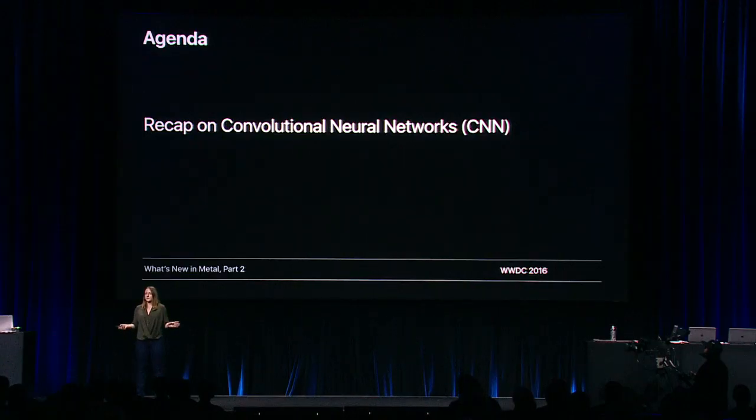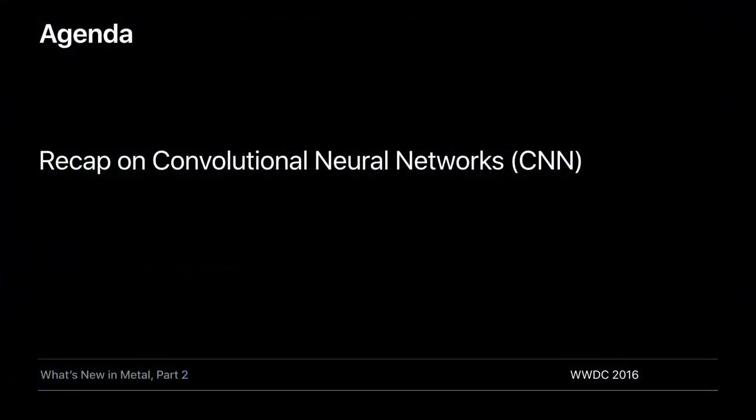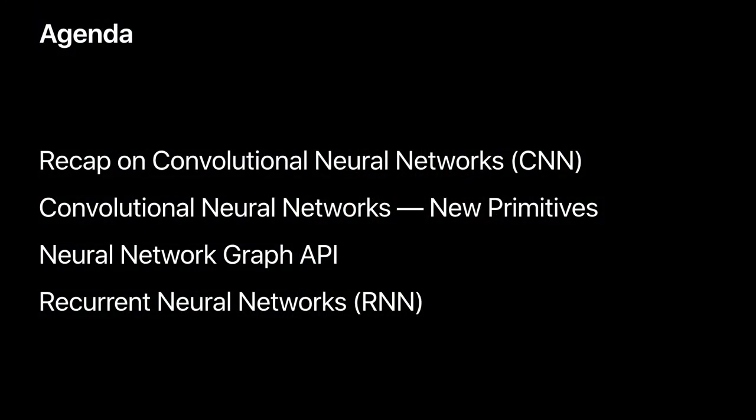So before we move on to any of the new features for machine learning that we brought you this year, we want to review some of the core information that was covered in our last year's presentation, such as what are convolutional neural networks. And once we do that, then we can talk about the new primitives that we've added for convolutional neural networks this year. And then we'll introduce the new easy-to-use neural network graph API. And our last topic will be recurrent neural networks. So let's go into our recap.